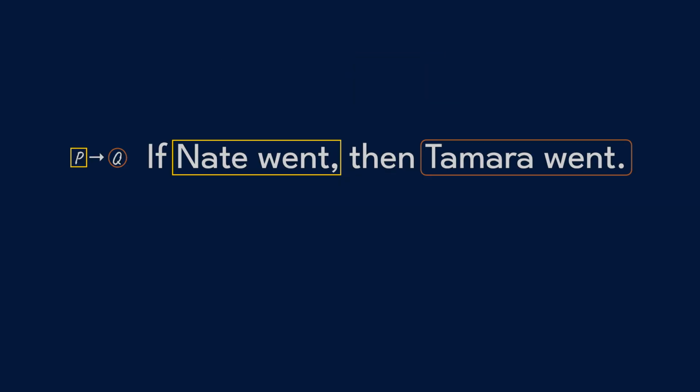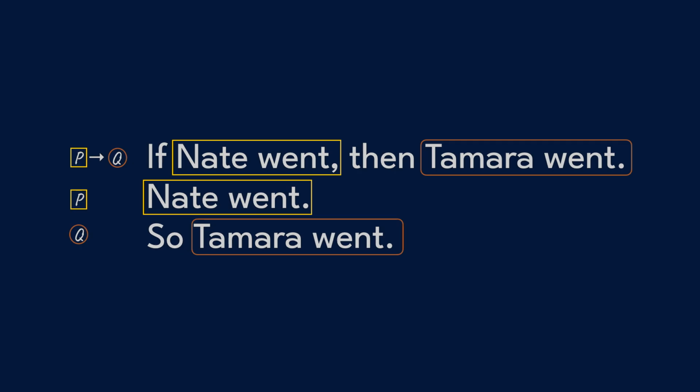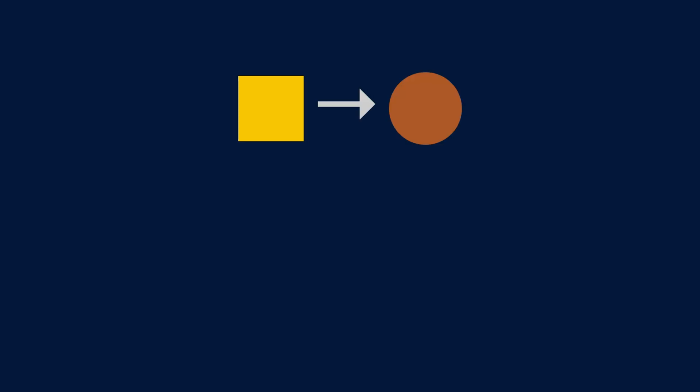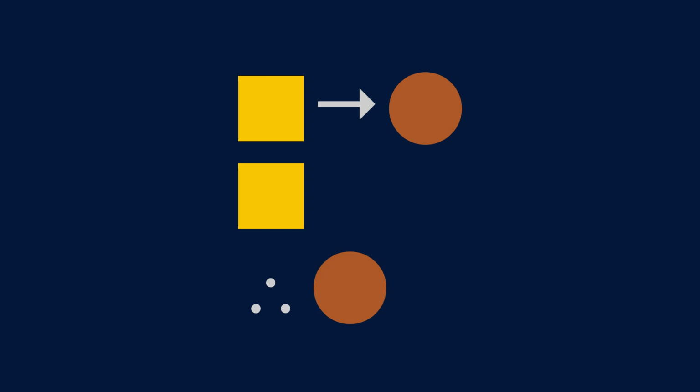If Nate went, then Tamara went. Nate went. So, Tamara went. Using symbols, if box, then circle. Box, therefore, circle.